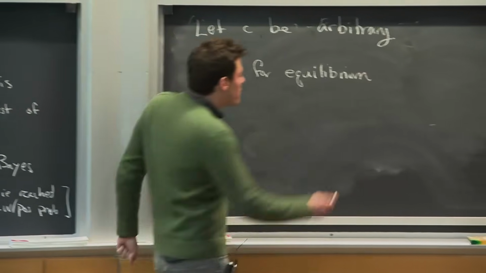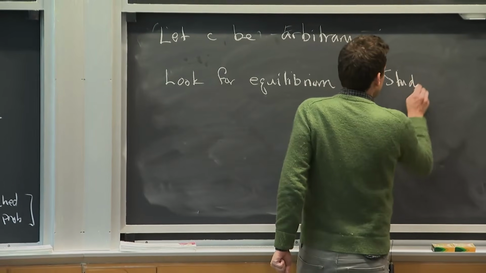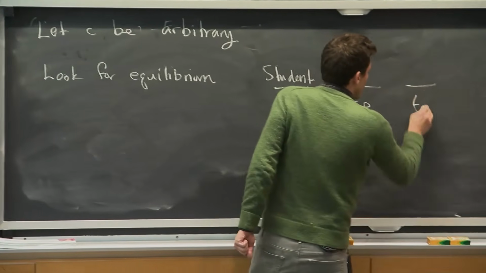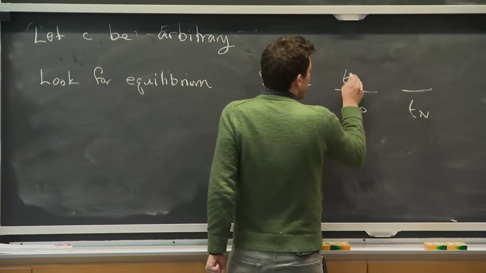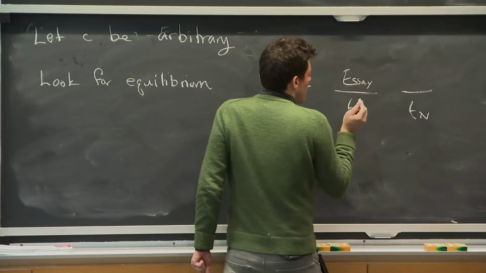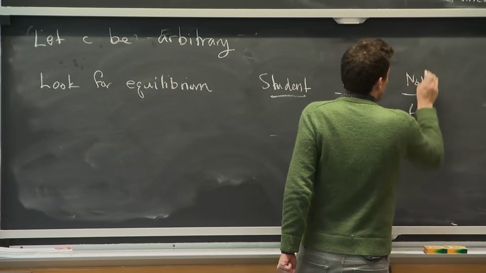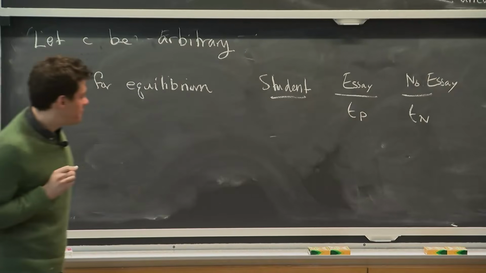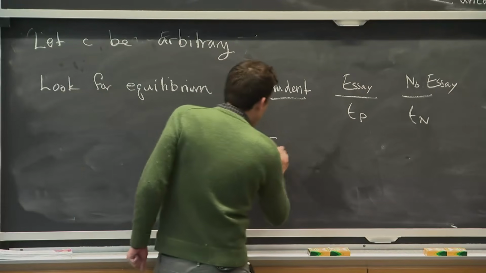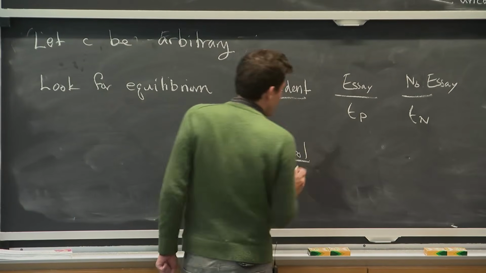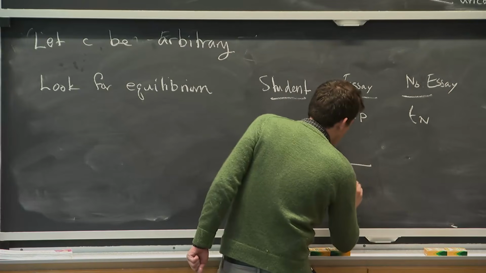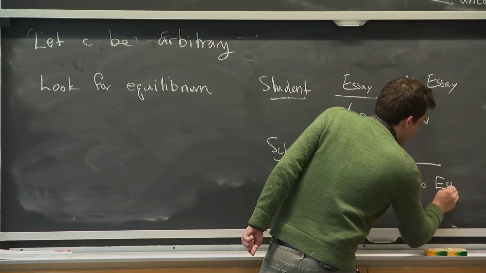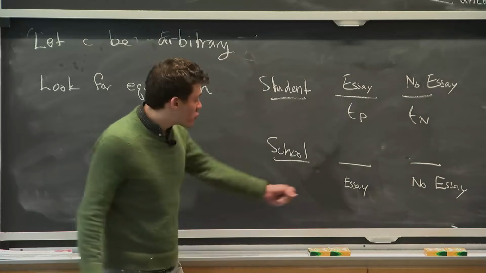So we're looking for an equilibrium where what is the student doing? Well, if they're passionate, they submit the essay. And if they're not passionate, they don't submit the essay. And then what does the school do? Well, let's first specify the school's beliefs.